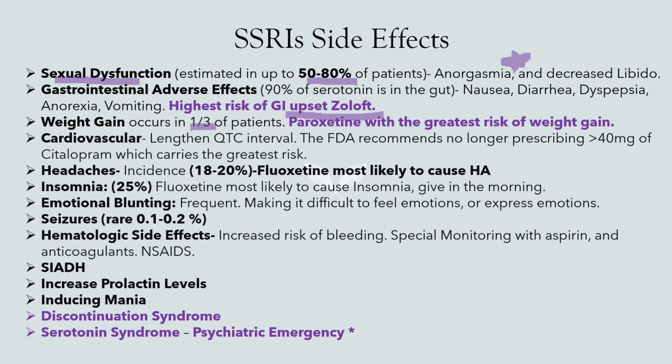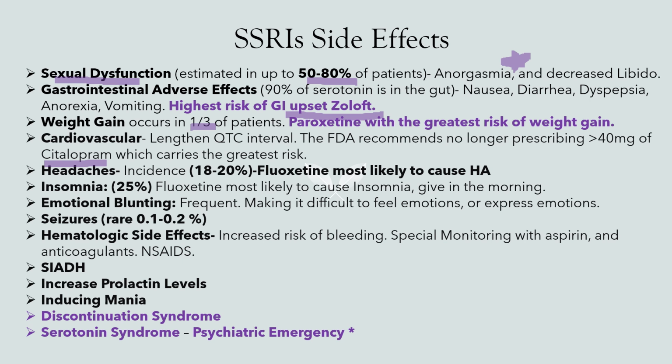Paroxetine has the greatest risk of weight gain. Cardiovascular wise, all SSRIs lengthen the QTc interval. However, Celexa or citalopram has the greatest risk. The FDA even recommends no longer prescribing greater than 40 milligrams of citalopram because of it. Headaches, the incidence is 18 to 20%.